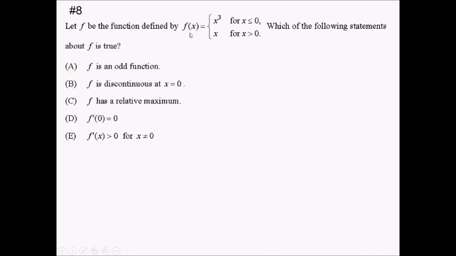On this problem, we're given this f function, this piecewise function. We want to know which of these statements is true. So we'll just go through and eliminate what we can. Choice A, f is an odd function. So remember, in math, that means that it has symmetry about the origin. And if you look at these, x cubed and x are both odd functions. They both have symmetry about the origin.